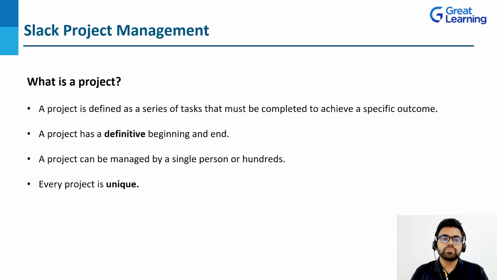So the second point is a project has a definitive beginning and an end. When we start off a project, we would know what our key responsibilities are in that particular area. We would start off by knowing what step needs to be taken to roll out the project in a definitive manner. And when our goals are achieved, when our objectives are met, we would say that the project has ended.